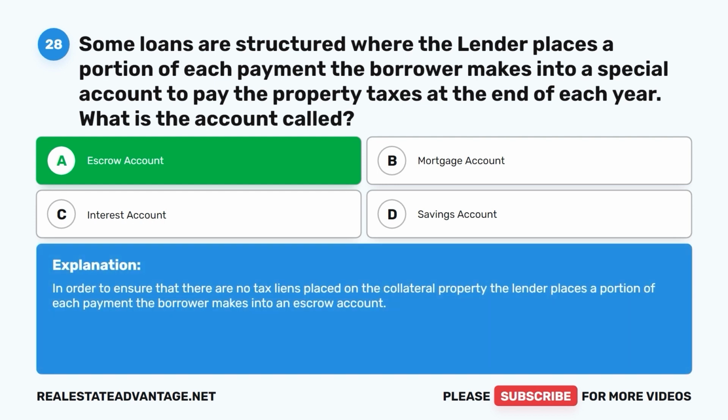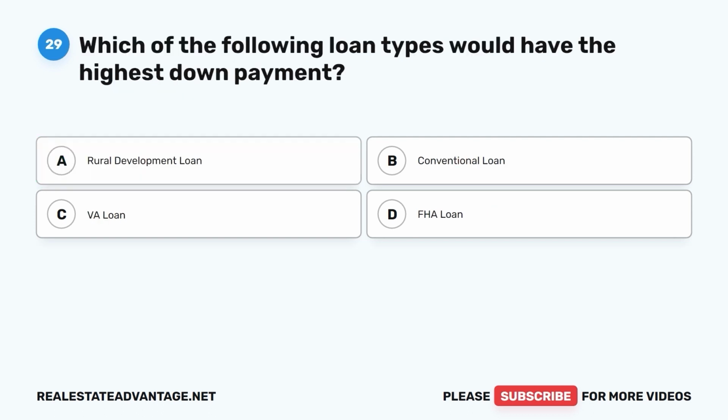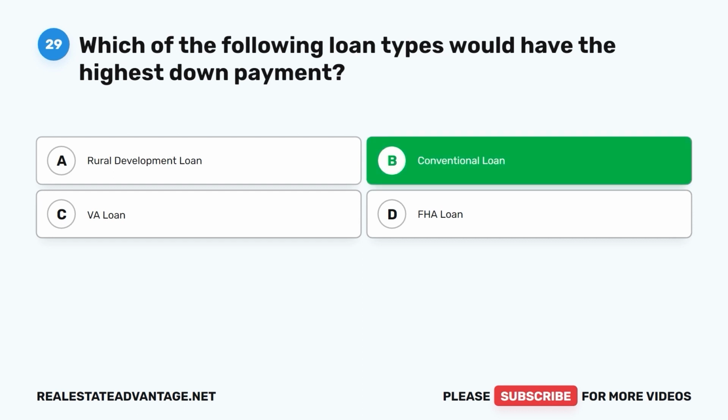In order to ensure that there are no tax liens placed on the collateral property, the lender places a portion of each payment the borrower makes into an escrow account. Question 29. Which of the following loan types would have the highest down payment? A. Rural Development Loan, B. Conventional Loan, C. VA Loan, D. FHA Loan. The correct answer is B. Conventional Loan.